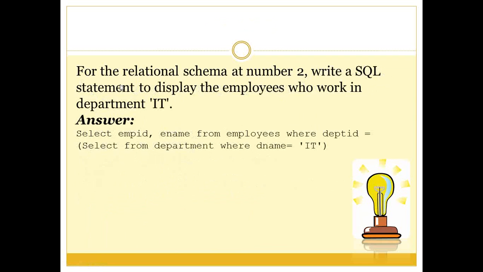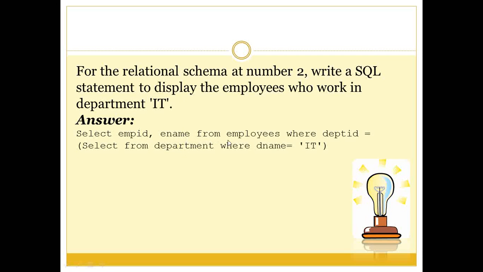For the relational schema number 2, write a SQL statement to display the employees who work in department IT. So the answer is this. We can select the ID, then e-name from employees where deptid equals, we use a subquery because we don't know who is someone who works in the department named IT.